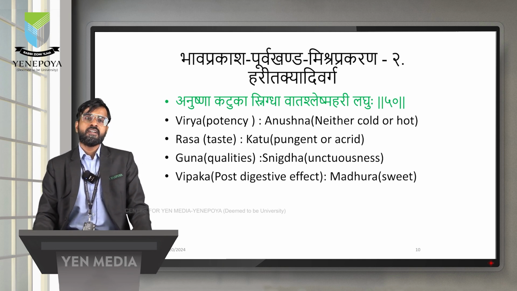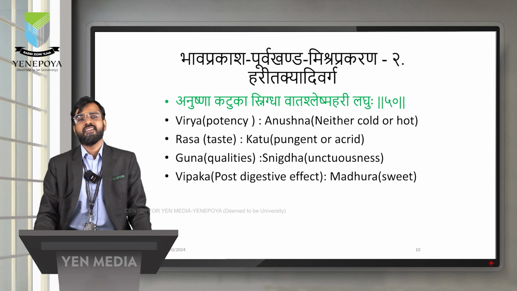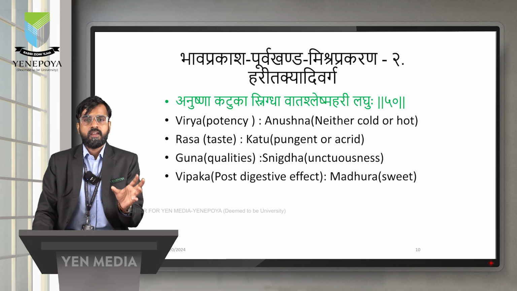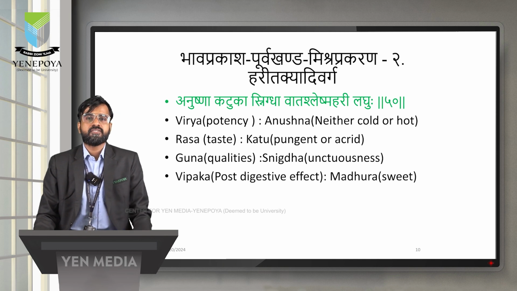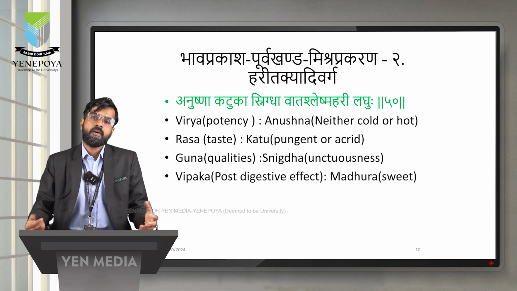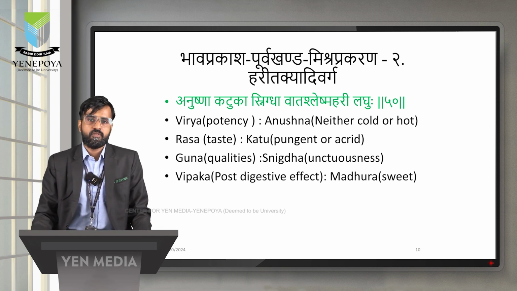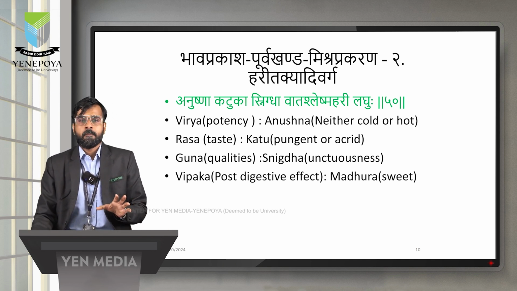So we have seen the Virya, Rasa, Guna, Vipaka, and in the last line you can find Vata Shleshma Hari Laghu. This is little complex terminology. I'll be correlating it with Saumya as well as Agneya Bhava. When Agneya Bhava is increased in our body, it shows some dry nature, some lakshanas will be there. And when Saumya Bhava is increased, the nourishing type of appearance or lakshanas can be observed. So this Pippali is going to balance both. That's why Vata Shleshma Hari, it is going to balance the dry features as well as the nourished features.